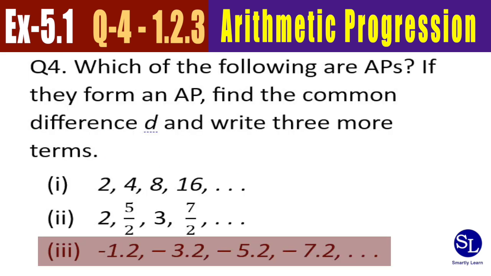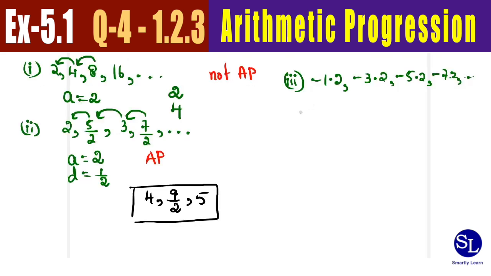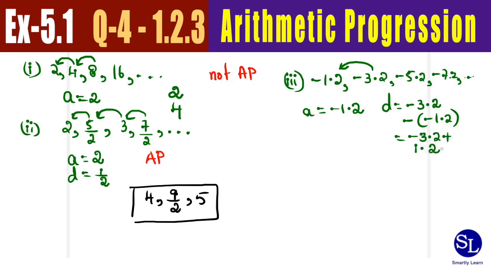Now let us look at the third one. Minus 1.2, minus 3.2, minus 5.2, minus 7.2 and so on. So the first term is minus 1.2. Now let us check the common difference. The common difference is second term minus the first term. So minus 3.2 minus of minus 1.2, which is minus 3.2 plus 1.2. So essentially I'm performing a subtraction. So this is minus 2.